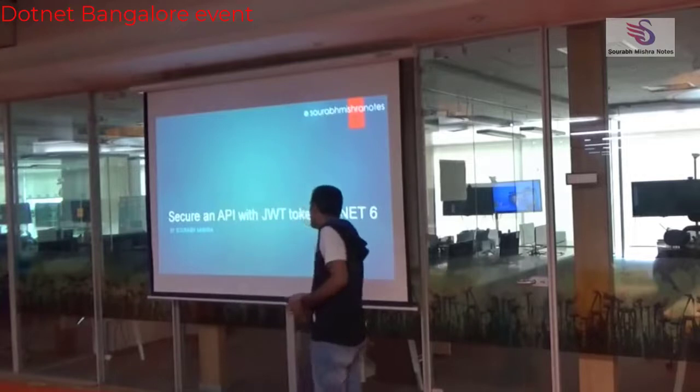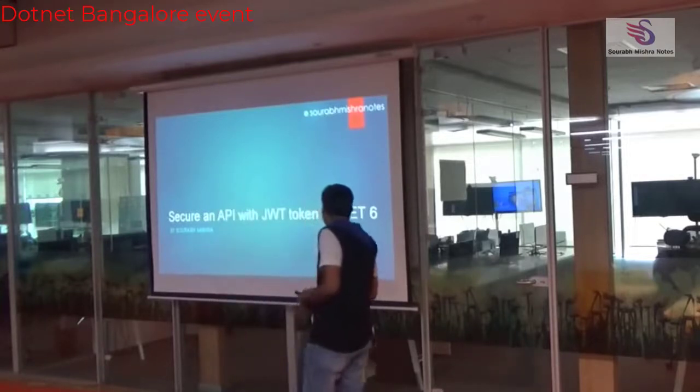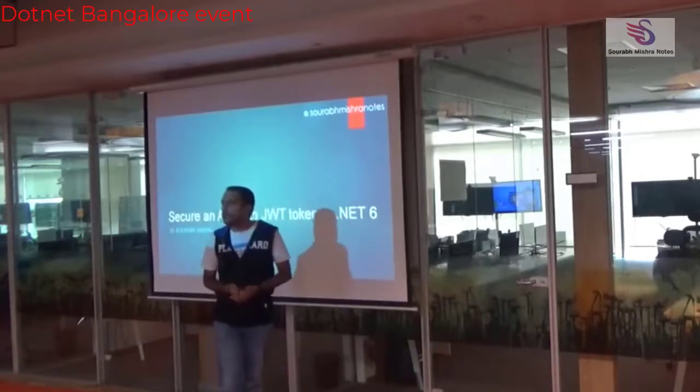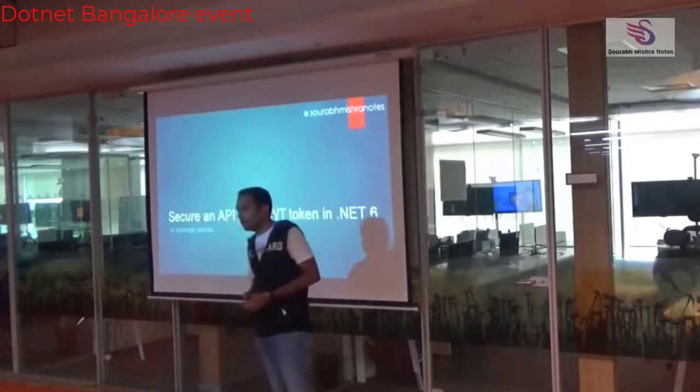So on this note, today I am going to start my new topic, which is securing an API with JWT token in .NET 6. So friends, as you know, security is a major concern for every enterprise nowadays.